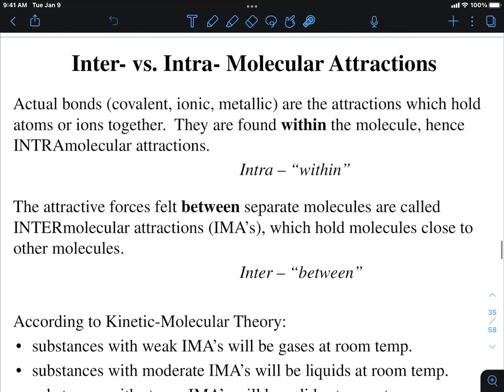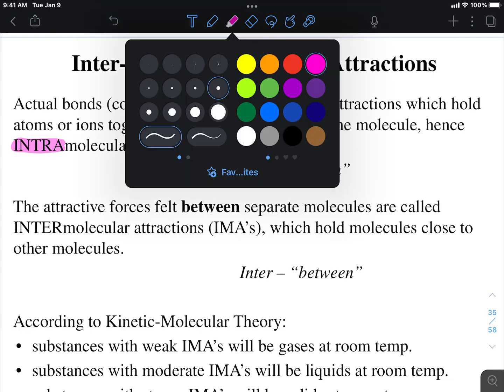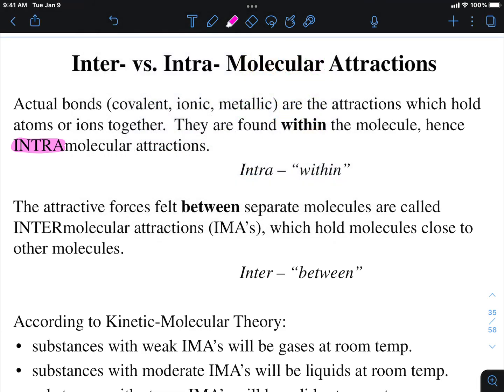Okay, so first, two terms we have to get out of the way. There's inter and intramolecular attractions. So the term intra refers to within. They are the attractions within, as in inside a molecule. They are the attractions that hold the molecule together. I.e., bonds, but specifically covalent bonds.